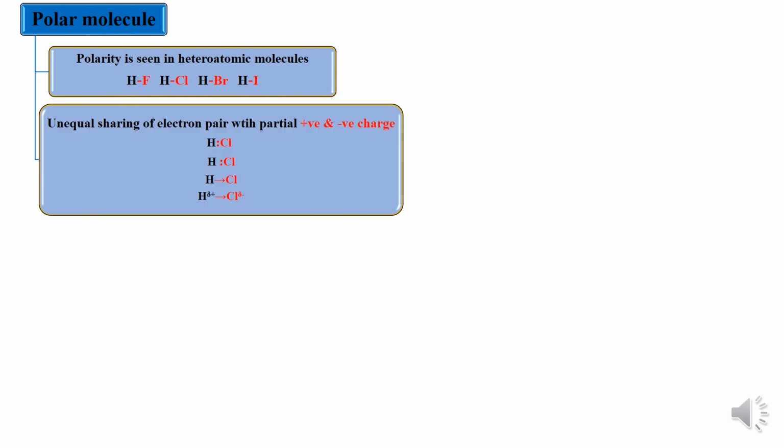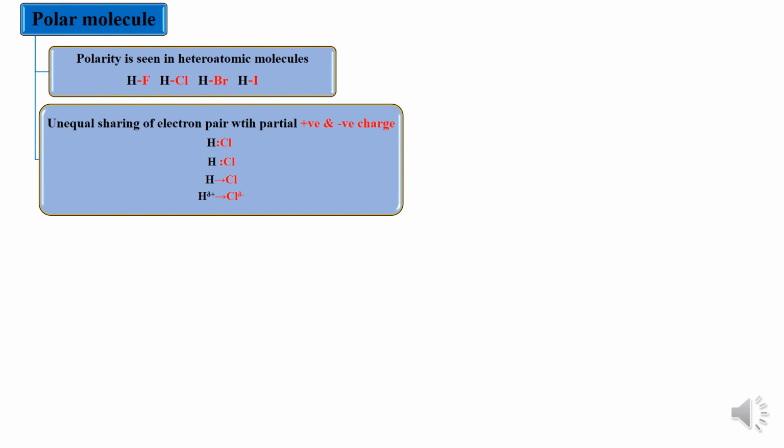And as a result of this, you find unequal sharing of electron pair in the molecule. That is in the case of heteroatomic molecules with partial positive and negative charge. Let me explain this concept with respect to hydrogen chloride molecule. Now, hydrogen chloride is a heteroatomic molecule where the hydrogen atom and the chlorine atom are held together by covalent bond that is shown by a solid line joining the hydrogen atom and the chlorine atom.